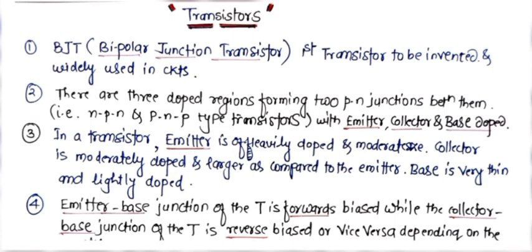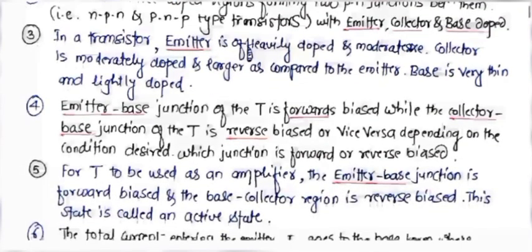Emitter base junction of the transistor is forward bias, while the collector base junction of the transistor is reverse bias, or vice versa depending on the condition desired. For transistor to be used as an amplifier, the emitter base junction is forward bias and the base collector region is reverse bias. This state is called as active state.